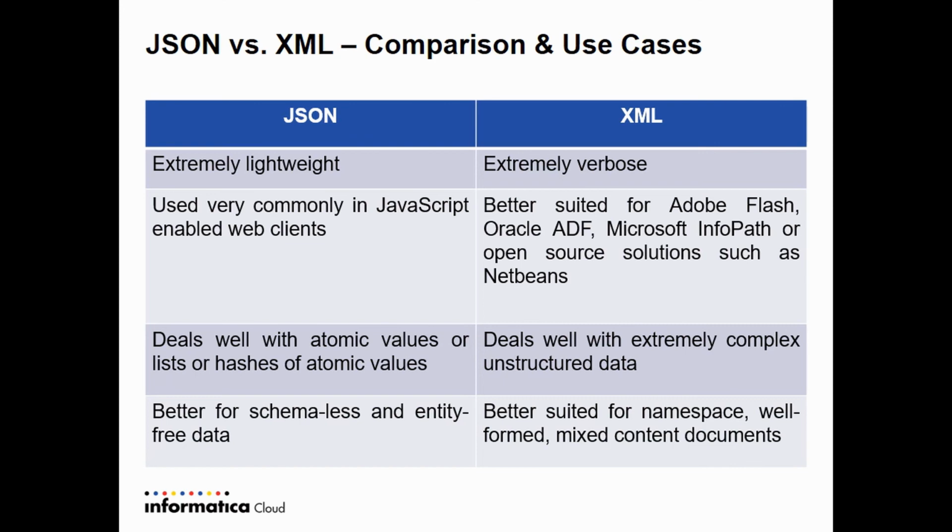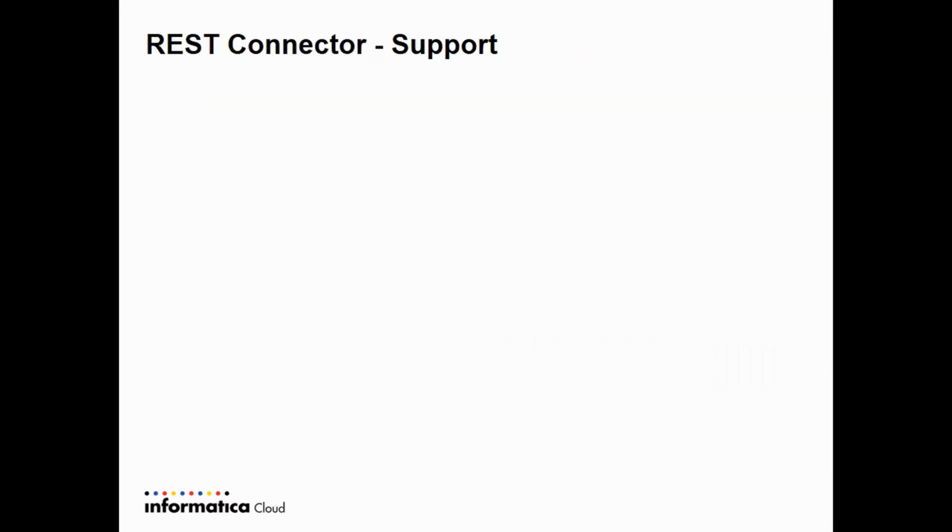JSON deals well with atomic values or lists or hashes of atomic values. On the other hand, XML deals well with extremely complex unstructured data. JSON is better for schema-less and entity-free data, while XML is better suited for namespaced, well-formed, mixed-content documents.